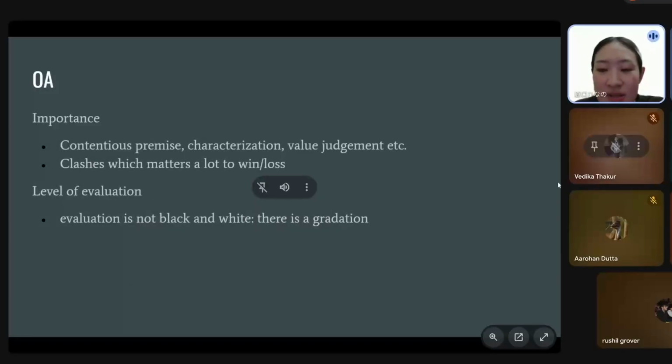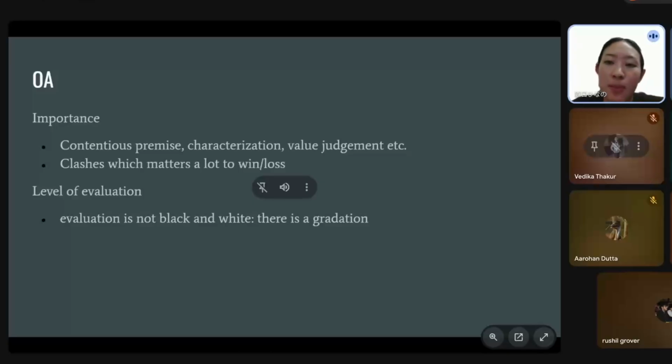So lastly, onto the OA. I will go very briefly because I think people have different styles in the OA, and it's not a very unified type of OA. But the things that I can say, which I think happen in common, are, first, the importance, and second, the level of evaluation.